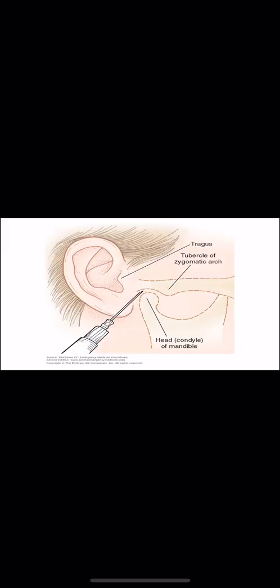So, manipulation under local anesthesia. After administration of LA, we will ask the patient to completely relax. We can inject few drops of LA in the glenoid fossa. We need to stand in front of the patient and grasp the mandible with both the hands. We need to reverse the process of dislocation.